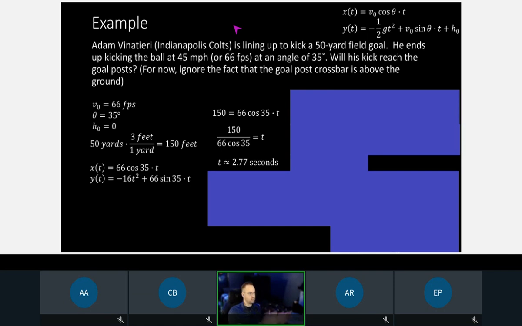Now, does that imply that it actually gets there? Careful of what you say. Got a lot of no's, right? Can you justify why it's no? We set x to 150, and the time it takes is 2.77 seconds. How is it possible that it won't get to that distance, even though we found the time that it will take to get to the distance? Kind of a confusing question.